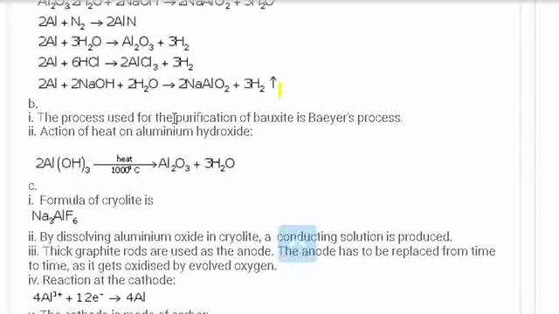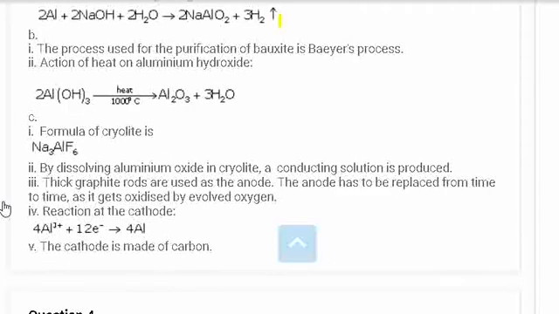The process used for the purification of bauxite is Baeyer's process. Action of heat on aluminium hydroxide: 2Al(OH)3, on applying heat at 1000 degrees centigrade, gives Al2O3 plus 3H2O.